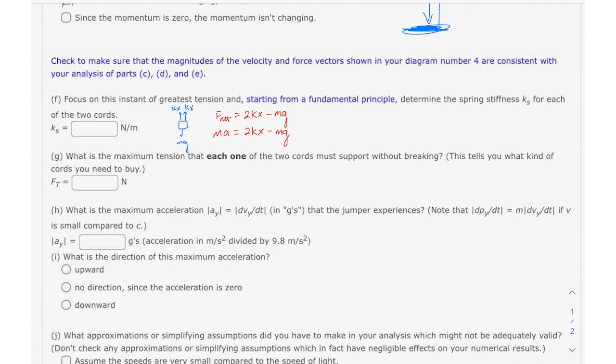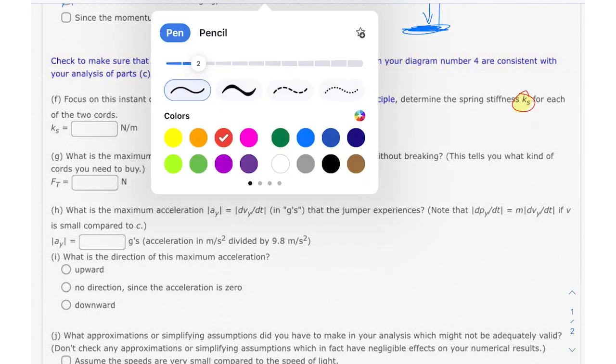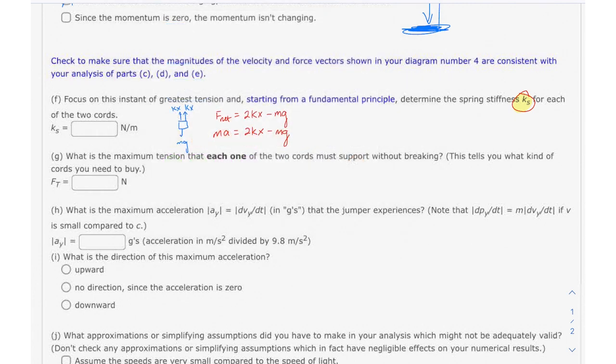And we can see in the question that they want us to determine that value of k. In order to do that, we have to have a few other values. We need to know the mass, which we do. We need to know g, acceleration due to gravity, which we do. We need to know displacement, x, which we do at that point of maximum tension. And we need to know the acceleration of the system, and that we don't know at the moment. So before we can solve for k, we need to find our acceleration at that moment. Let's take a look at how to do that.